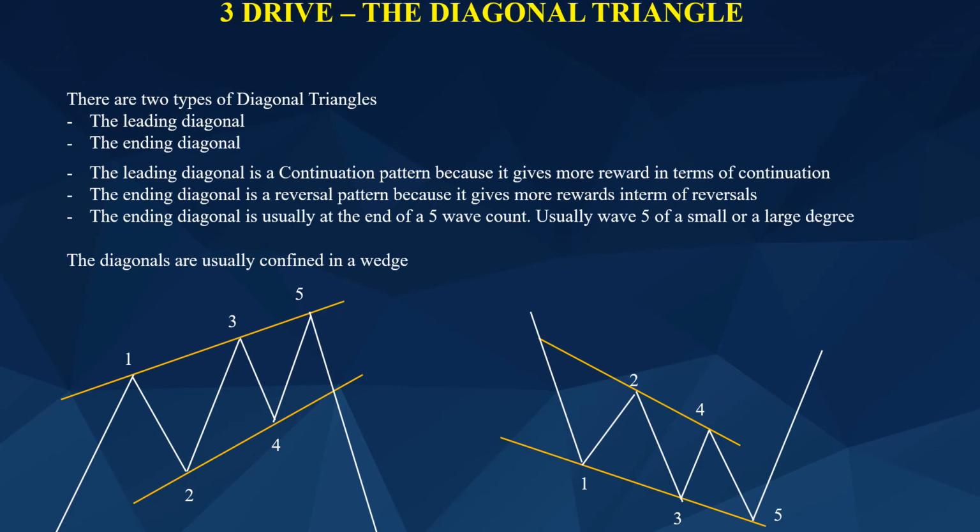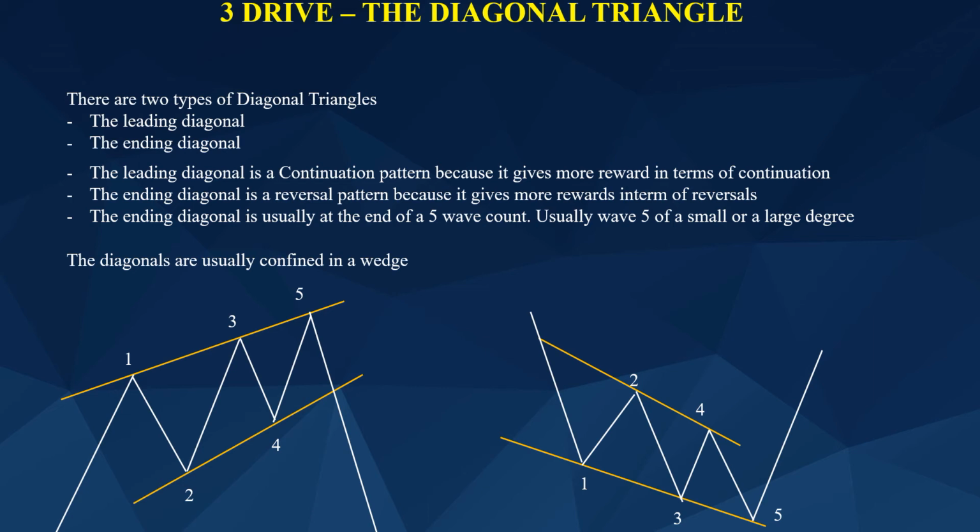So the diagonal triangle can be classified into two: the leading diagonal and the ending diagonal. Now, the leading diagonal and ending diagonal, or diagonal itself, is from Elliott wave theory. In smart money, we use the three drive pattern, but we don't classify them as channel or diagonal, because we don't use measurement. But Elliott wave gives a precise kind of measurement that you can use.